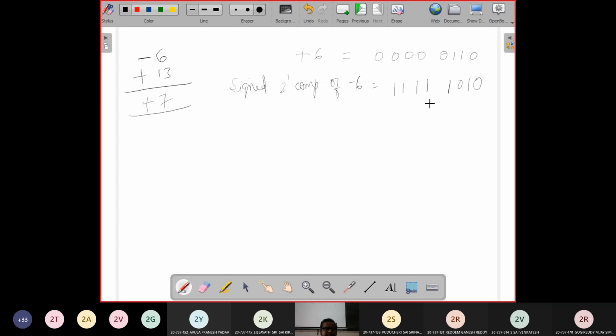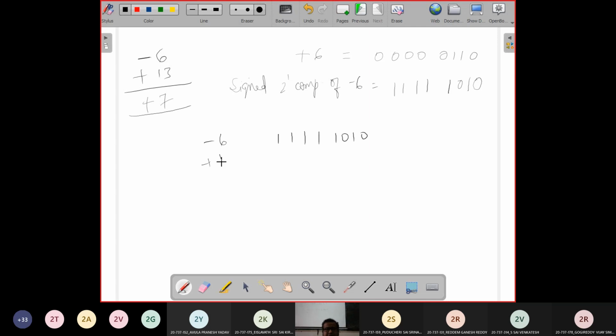Do you agree, all of you? Any conflicts there? So this is the signed 2's complement of minus 6. Now what the system does is, wherever minus 6 is there, it will replace this minus 6 with this signed 2's complement representation. So it will put 4 ones followed by 1, 0, 1, 0 for minus 6.